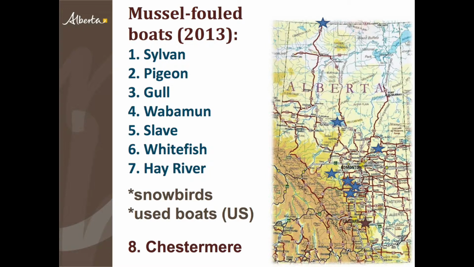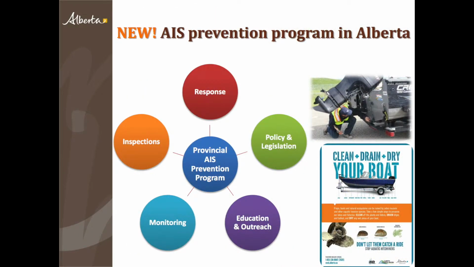These are the mussel-fouled boats that were found last year, intercepted by one of those 5 states, and this is where they were going. Most of these from 2013 were snowbirds, but a couple of them were also, as I mentioned, just people traveling south to go and buy boats and bring them back. And the one that was just a month ago, like I mentioned, had gone down to Phoenix to buy some old used boat and bring it back, and it was mussel-fouled. So that was intercepted.